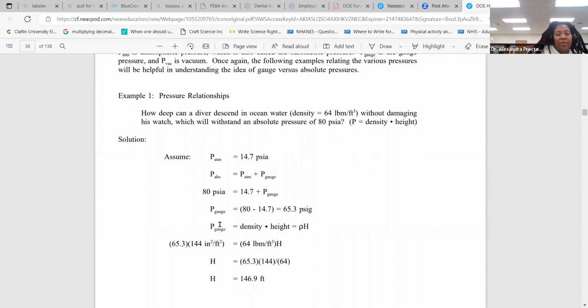Then they tell you that the gauge pressure, going back to the equation up here, is equal to density times height, or rho times h. Density is rho, height is h. Okay. Right. That's correct.